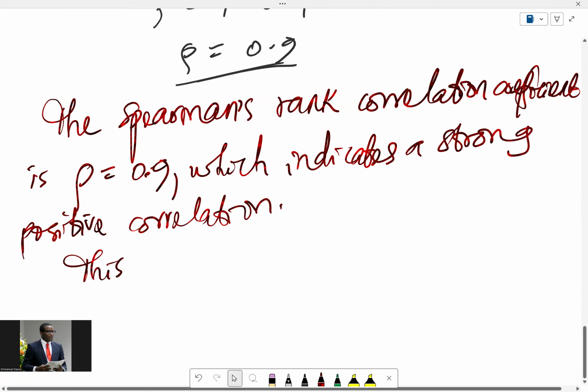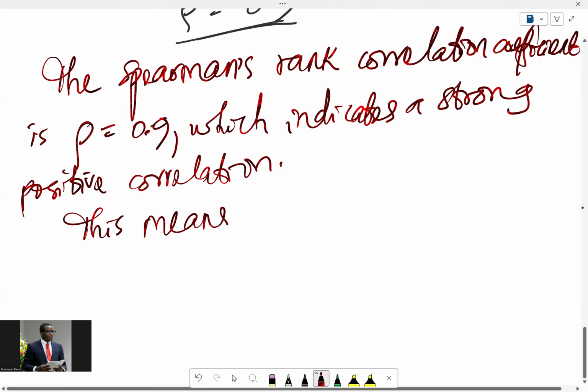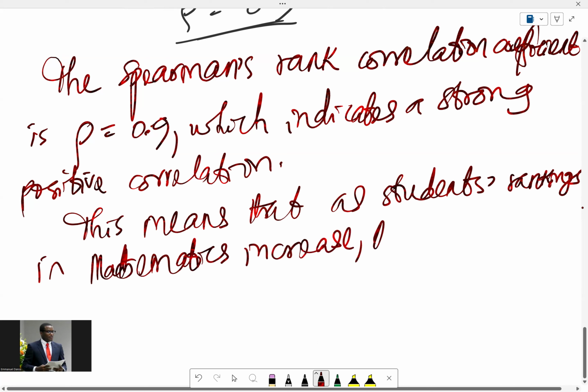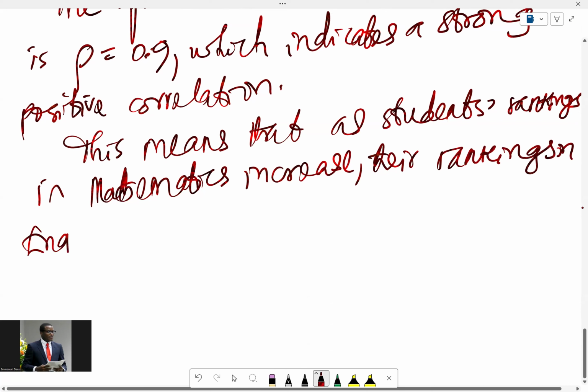This means that as students' rankings in mathematics increase, their rankings in English also tend to increase.